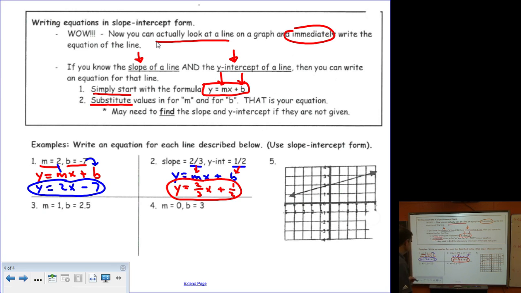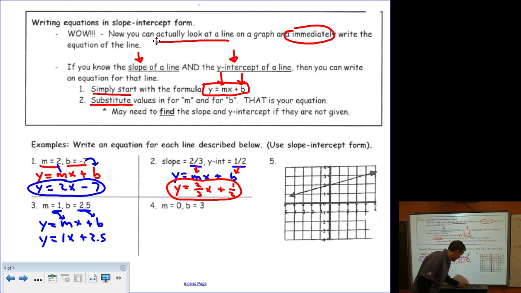The next one, you were given a slope of 1 and a y-intercept of 2.5. It's the same thing. I just want to point out a couple things here. If you put this in for m and this in for b, the equation for this line would be y equals 1x plus 2.5. But generally we would not write 1x, would we? We would just write y equals x plus 2.5.